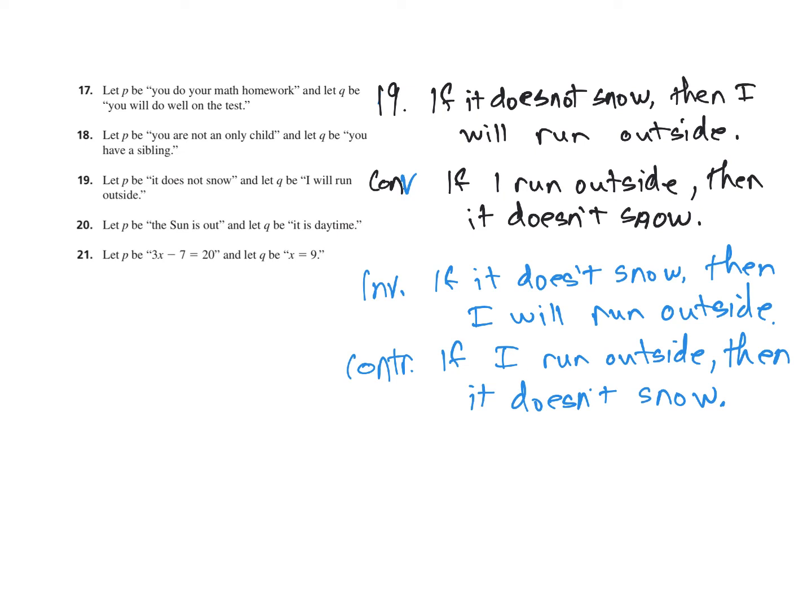All right, so how am I going to change this? If it doesn't snow, we're going to scratch that. And say if it does snow, then I won't run outside. Contrapositive, if I don't run outside, then it snows. Then it does snow. Okay, you can say that. So you've got to negate everything. So you're really only writing two sentences here. All right, then 21, let's redo it again.